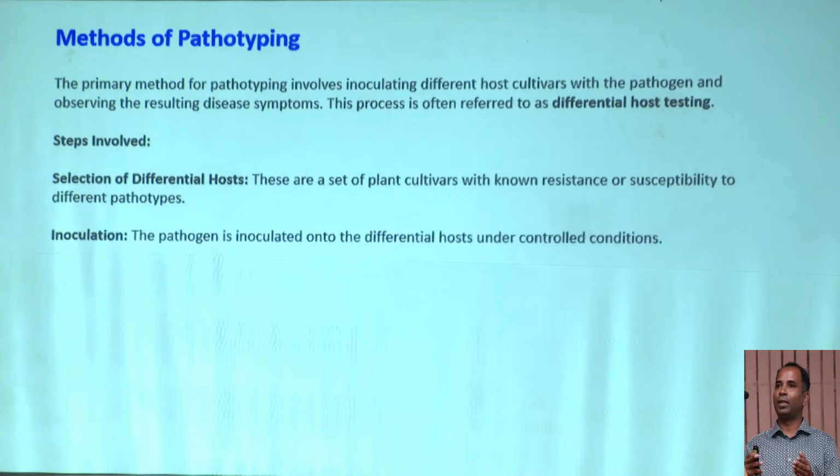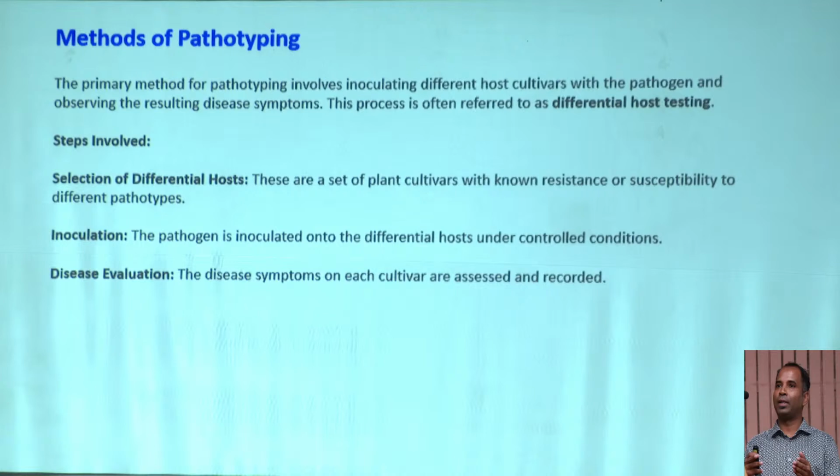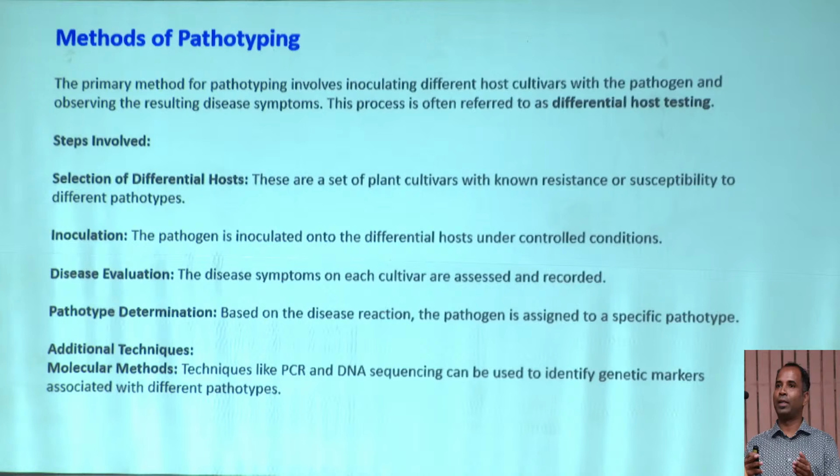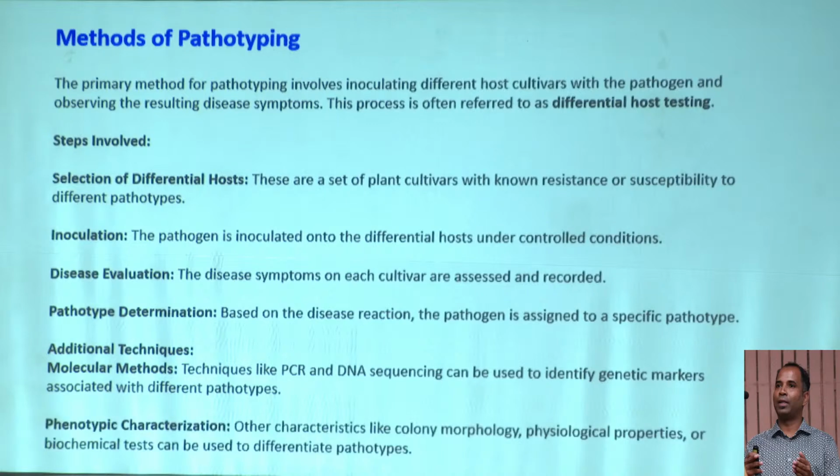Then we go for inoculation. The pathogen is challenged, then we evaluate the pathogen. Based on the reaction on the differential hosts, we can designate a specific pathotype. Apart from that, we have additional molecular techniques like PCR or DNA sequencing using genetic markers to differentiate pathotypes. Then, based on phenotypic characterization, like colony morphology, physiological properties and biochemical tests, we can differentiate the pathotypes. So these are the basic steps involved.